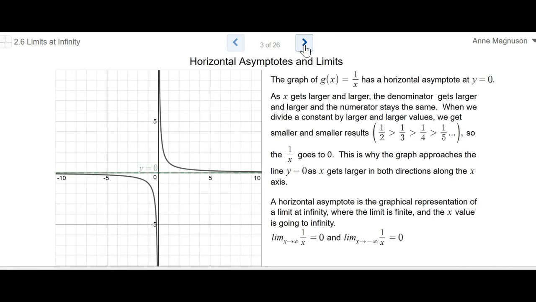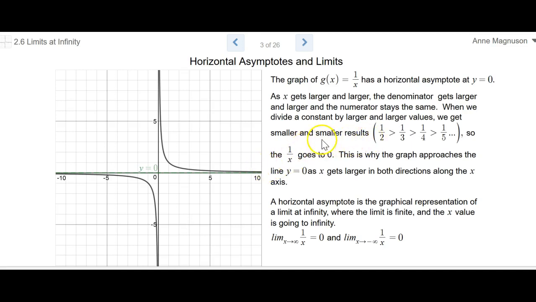A horizontal asymptote is kind of the inverse of that, where the x values are growing without bound. We're looking at the limit as x approaches positive or negative infinity, and we're seeing how the function behaves when that happens. So the most basic rational function is 1 over x. And when we graph that, we see that it has a horizontal asymptote at y equals 0. So as I travel along the x-axis to the right or to the left, I see that the graph is approaching the line y equals 0, which is the x-axis.